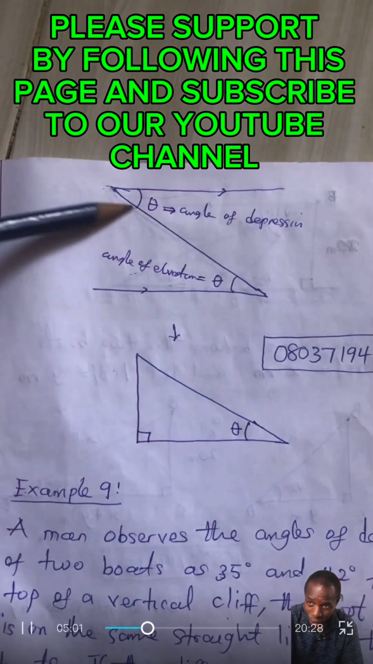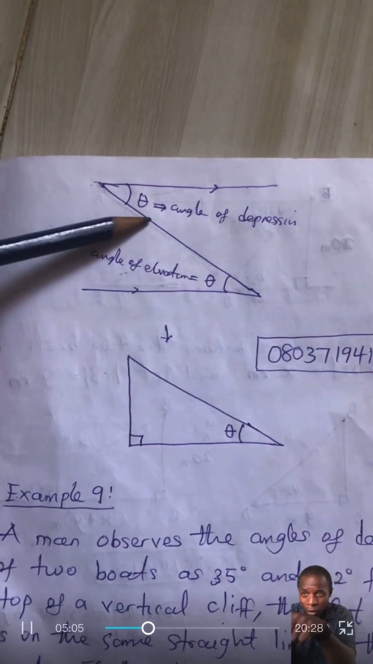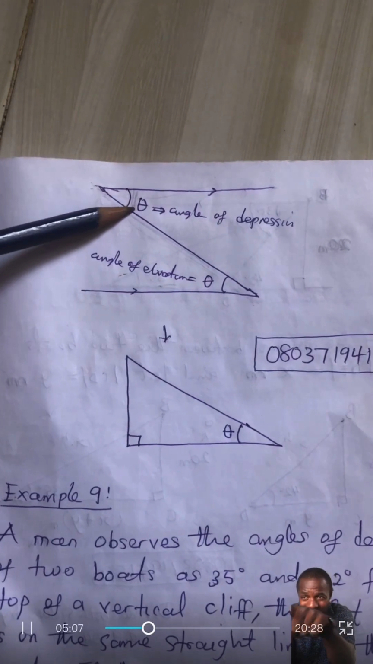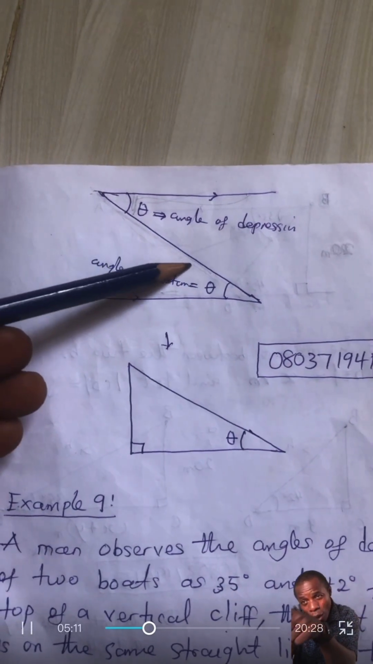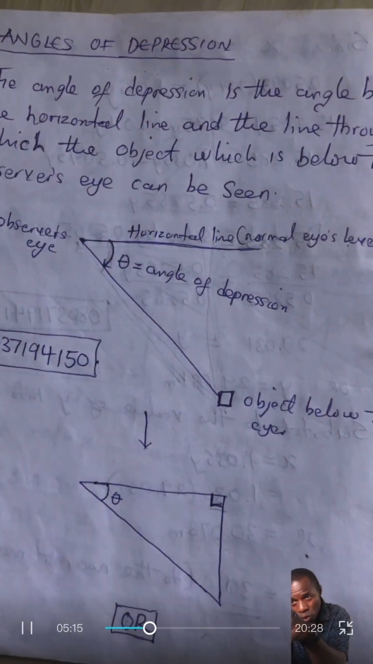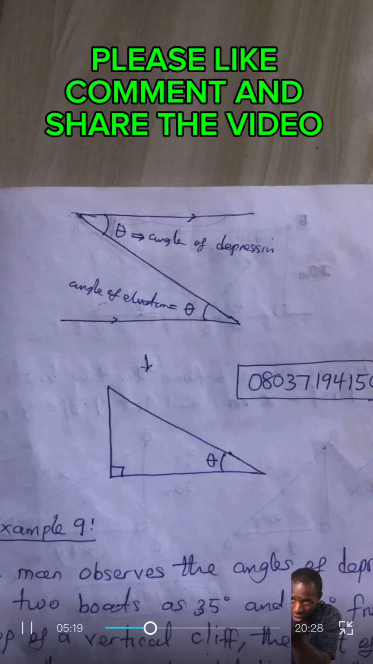So an object is actually here. All right, so we have an angle there, the angle of depression between the normal height level, which is horizontal, and this line of sight, that is the line that runs from the observer's eyes to where the object is. There's an object here, okay? So that angle theta, all right?